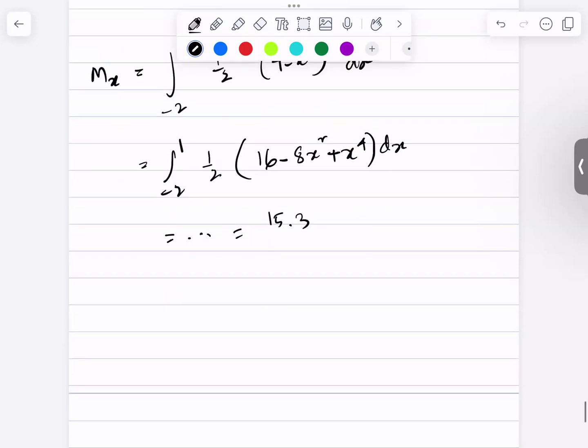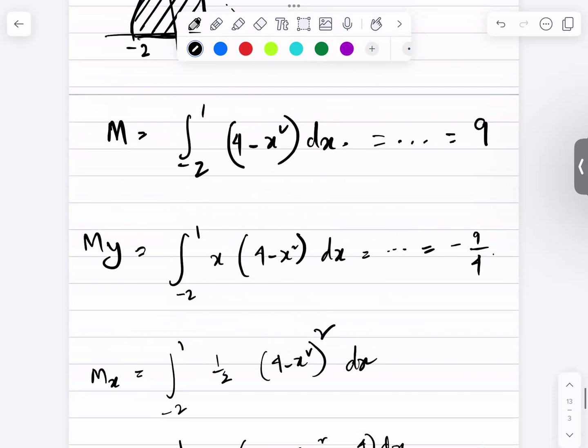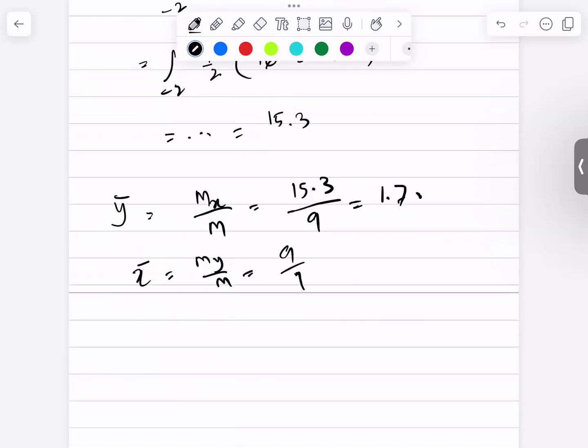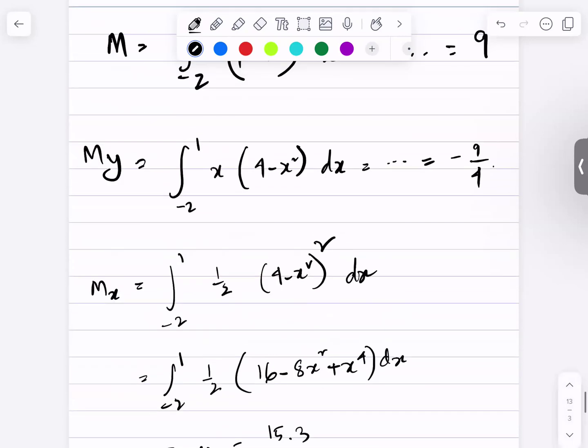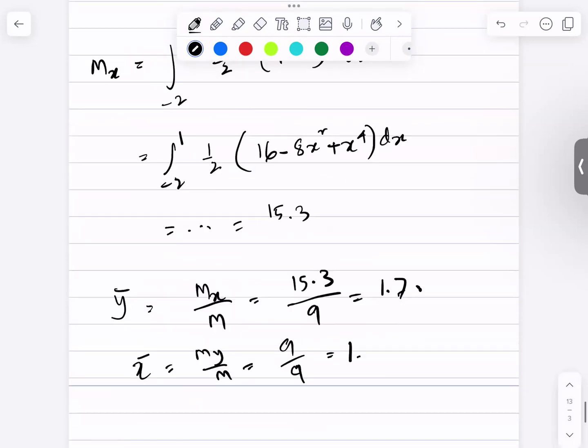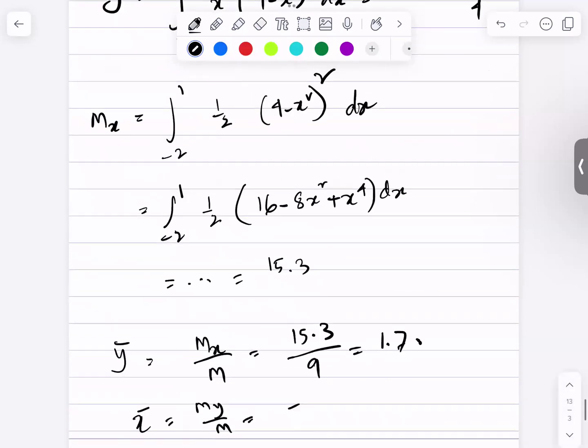Yeah. So my y bar will be Mx over M. So 15.3 over 9, which is 1.7. And my x bar will be My over M. What was My? My was 9. So 9 over 9 is just 1. What was My? Oh, okay. Sorry, my bad. It's not 9. It is -9/4. So -9/4 over 9, which is -1/4. Right.